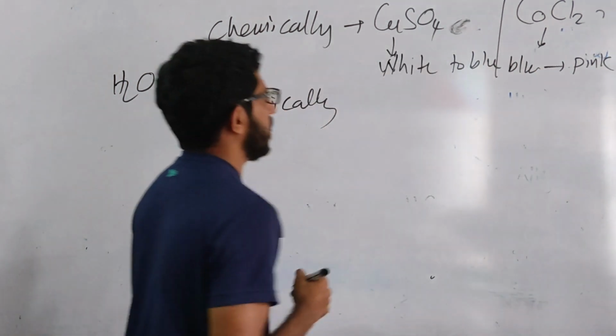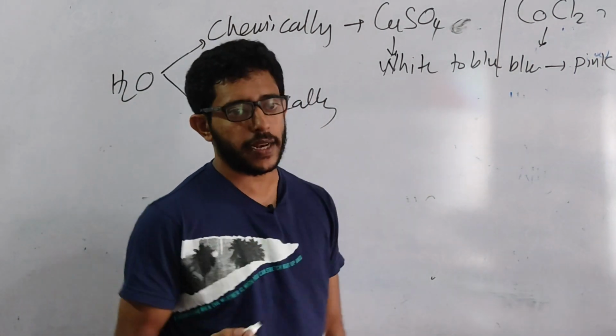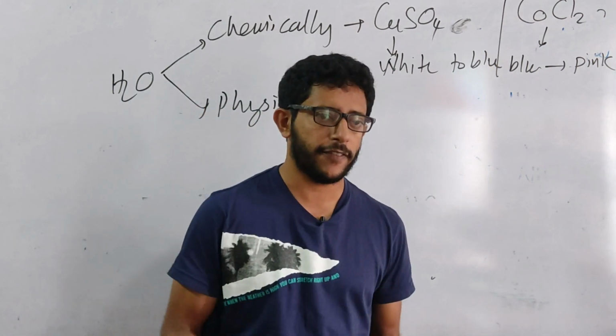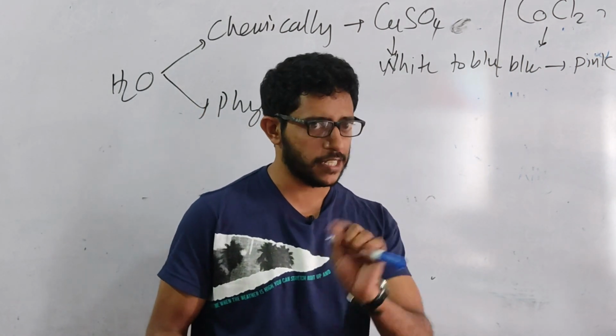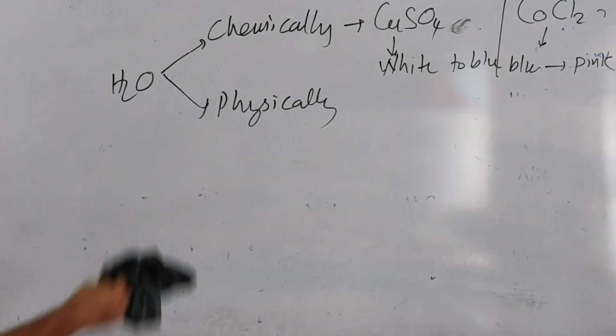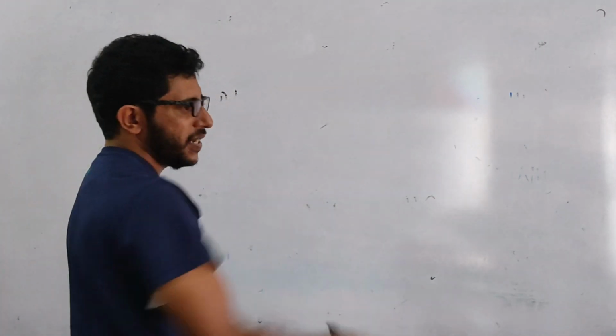That will turn from blue to pink. That's how we identify. Physically, we identify water by measuring its boiling point. Water boils at 100 degrees, or we can measure the freezing point. Water freezes at 0 Celsius. Right, that's how we identify water. Now we have some, right? Those are the identification of common things.